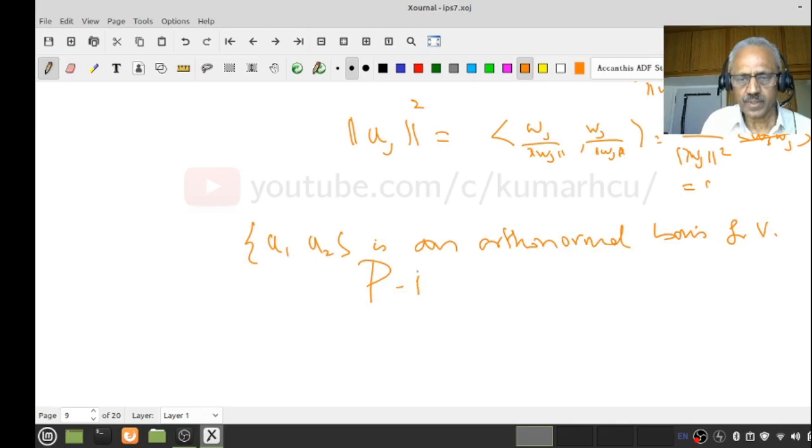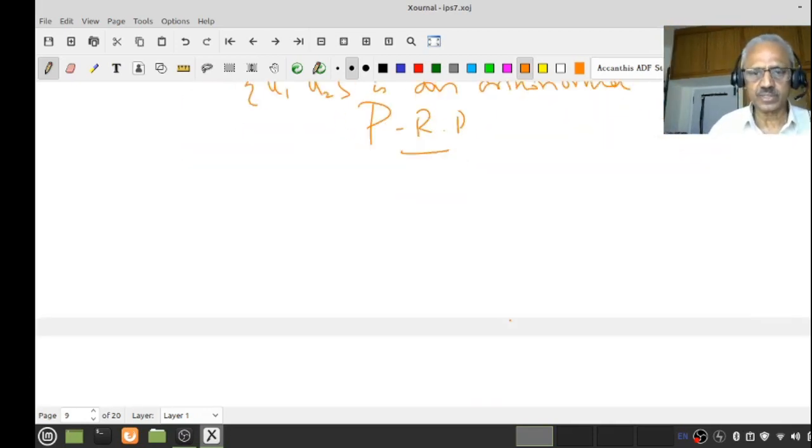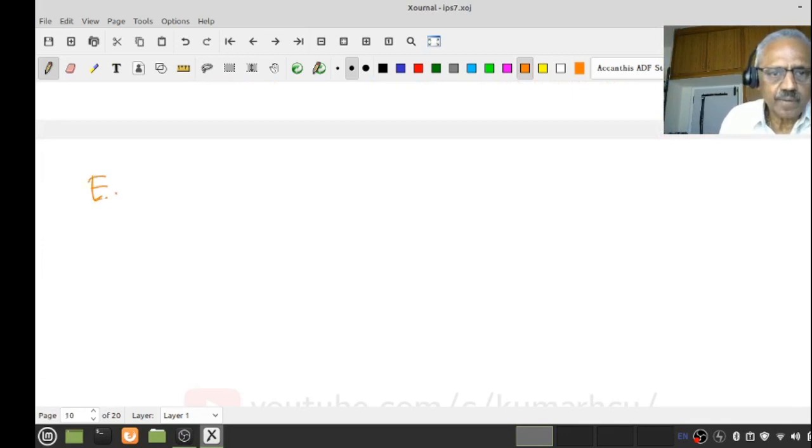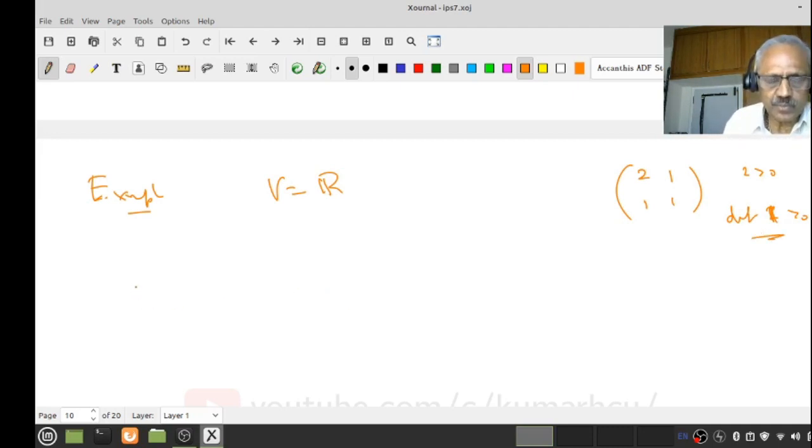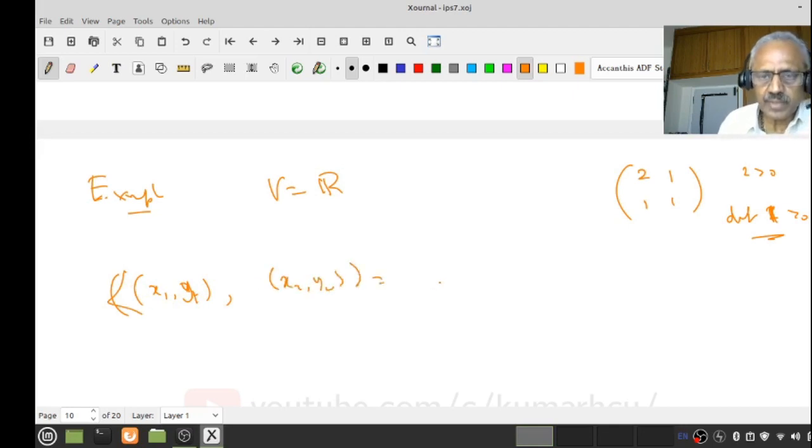Okay. Pause, review, proceed. Before I stop, I will just give an easy example so that we will quickly do that. Let V be R2, but the inner product, let us say it is given by the matrix 2 1, 1 1. Notice that 2 is positive, the determinant is 1, which is positive. Therefore, we know this defines an inner product. What is the inner product? Suppose I have (x1, y1) inner product with (x2, y2). This is given by 2 x1 x2 plus 1 1, therefore it's x1 y2 plus x2 y1 plus y1 y2. This is the inner product.